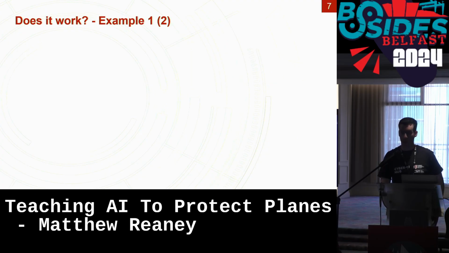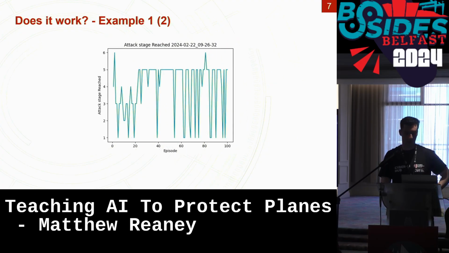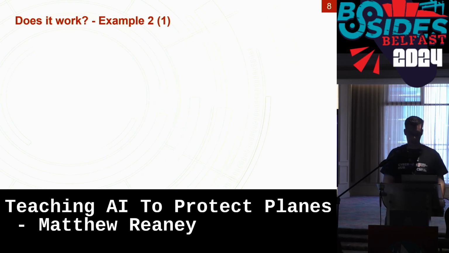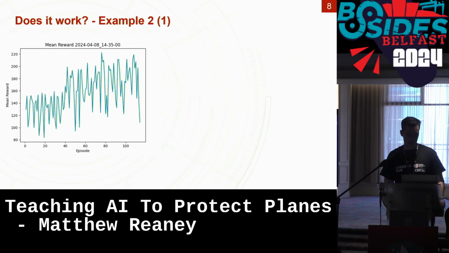If we go on and say, okay, well, what stage did the attack get to? Oh, it's still very high. It doesn't seem to have solved the problem. Well, what's the AI been doing? Oh, it's been blocking the connection to the security node. So it's been stopping all the security logs coming in. So essentially, in the event of a fire, it's turned the fire alarm off. So yeah.